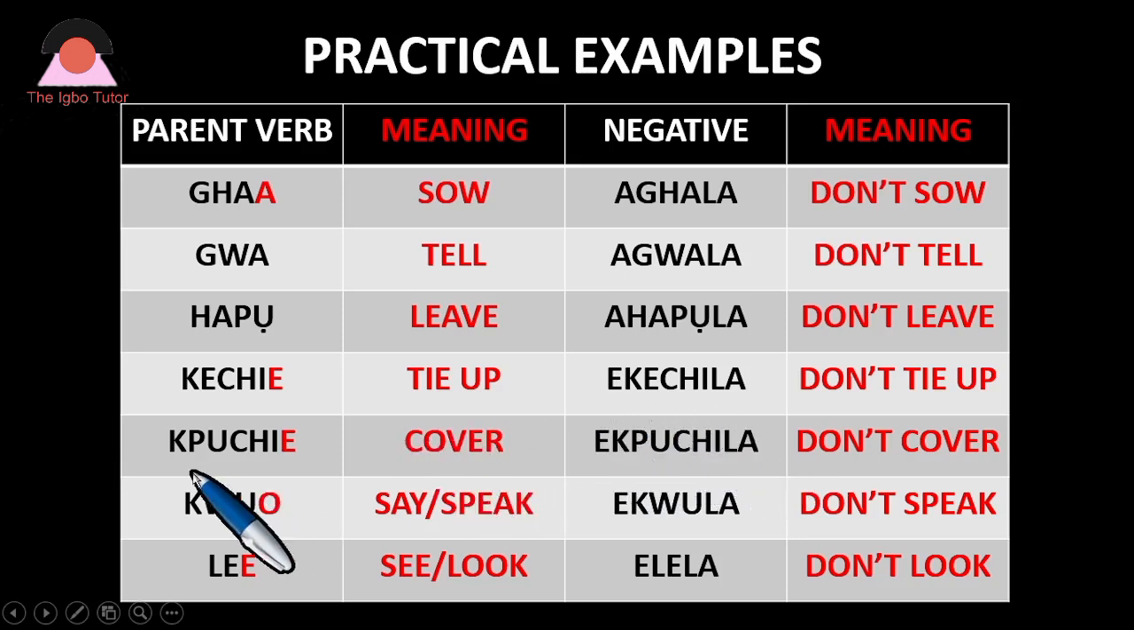We're moving on. Uchie is the next one. Uchie meaning cover. Negative, epuchila. Don't cover. Next. Huo, which means say or speak. Negative, ekula. Don't say anything. Don't speak. Le is the next one. Le, which can mean see or look. Negative instruction, elela, which is don't look.